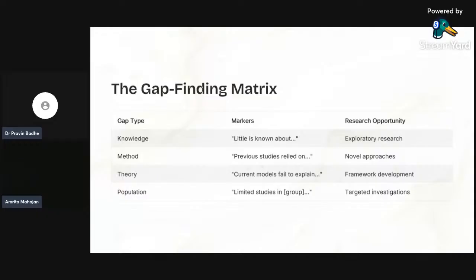How can you find out those gaps? This gap basically presents an opportunity for exploratory research. You can explore more, where the goal is to investigate a new area or topic. Then comes the method gap.